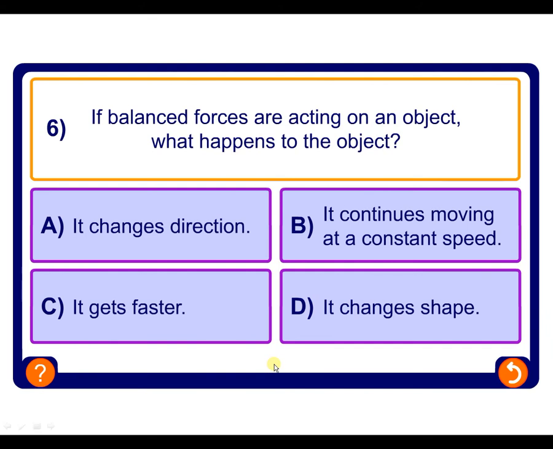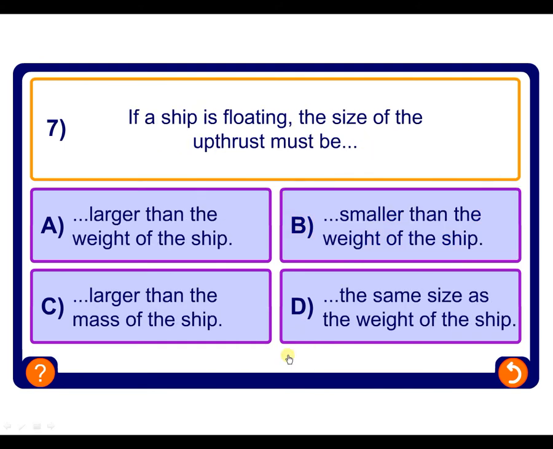If balanced forces are acting on an object, what happens to the object? Can it change direction? Will it get faster? Will it change shape? It will have to continue moving at a constant speed, even if the constant speed was 0 at that time. If a ship is floating, the size of the upthrust must be. If it is floating, it is neither sinking nor going up. So what could it possibly be? It's got to be the same size as the weight of the ship.